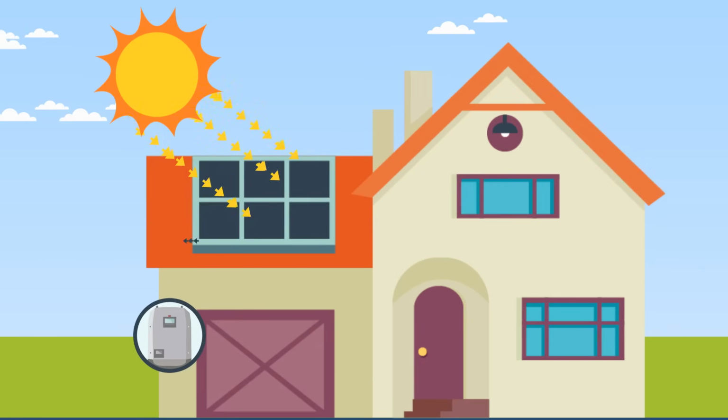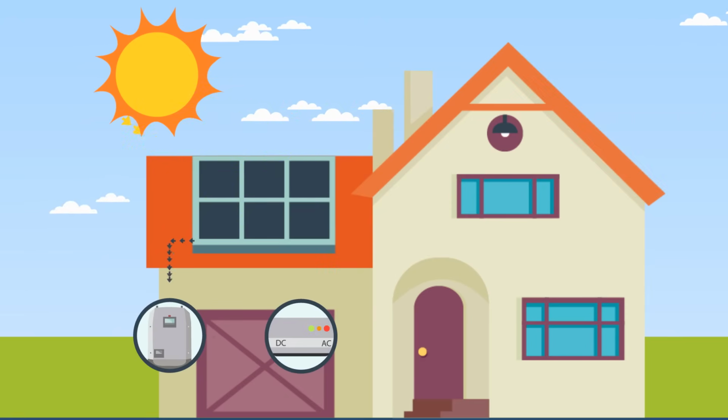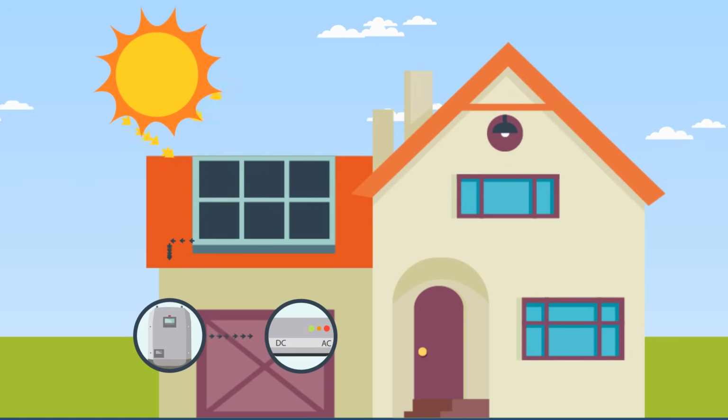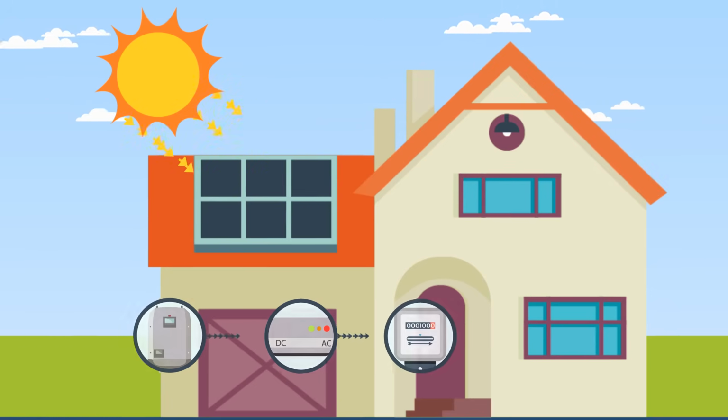This electricity then travels from the solar array to an inverter. The inverter takes the electricity, which is in DC or direct current form, and switches it to AC or alternating current power. Once that switch is made to AC, the electricity is ready for household use.